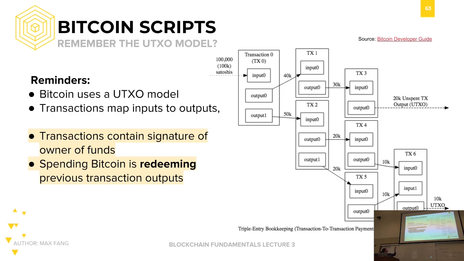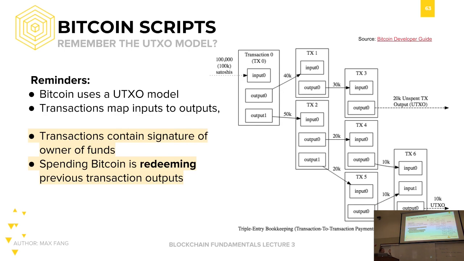So just to go back to some reminders, Bitcoin uses a UTXO model, which maps transactions. Transactions map inputs to outputs, and you can think of each transaction as just the summary of inputs and outputs.